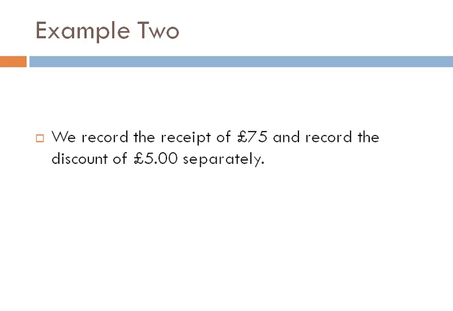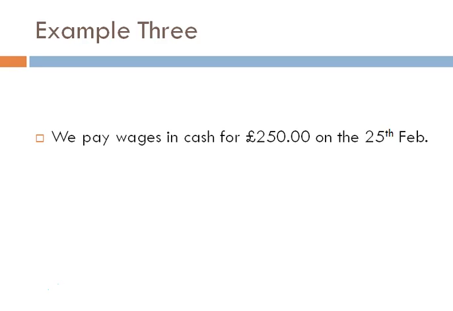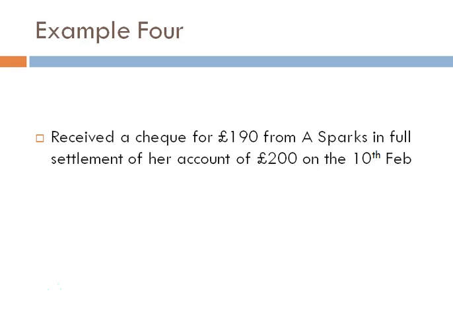So you record a receipt of 75 on the bank, and you record 5 in discounts allowed. It's really important. That's what you do. Then you just pay wages, which is normal, and you put that through.